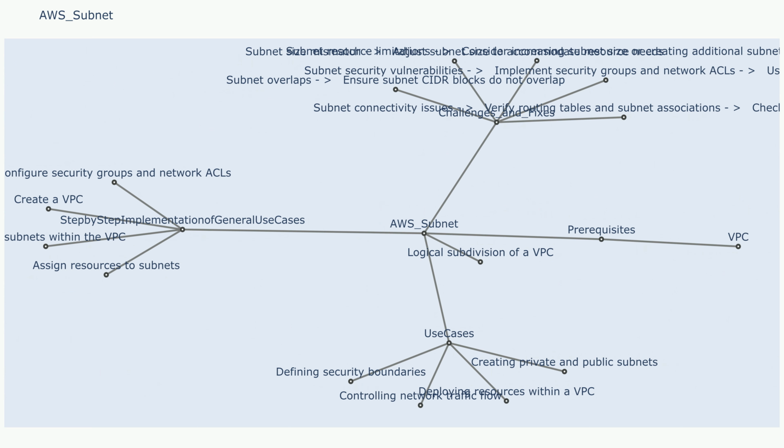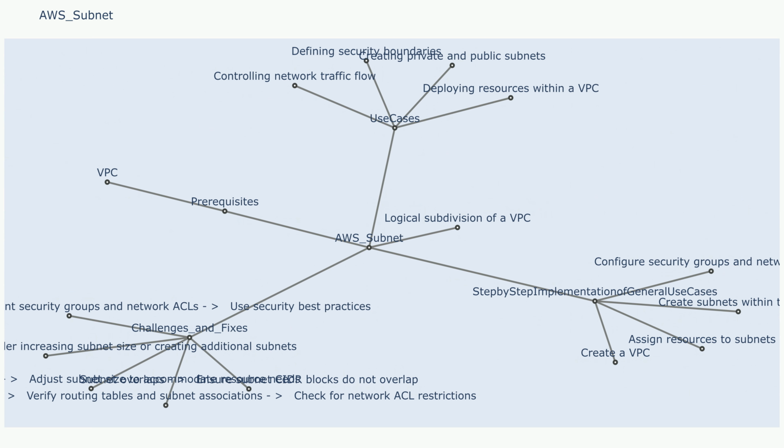Step-by-step implementation of general use cases. Create a VPC. Use the AWS console or AWS CLI to create a VPC in a desired region. This defines the overall network space for your resources.